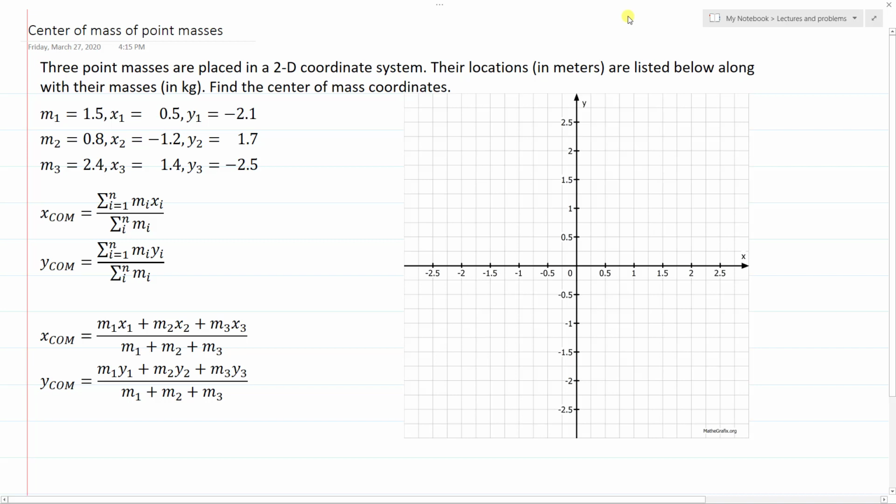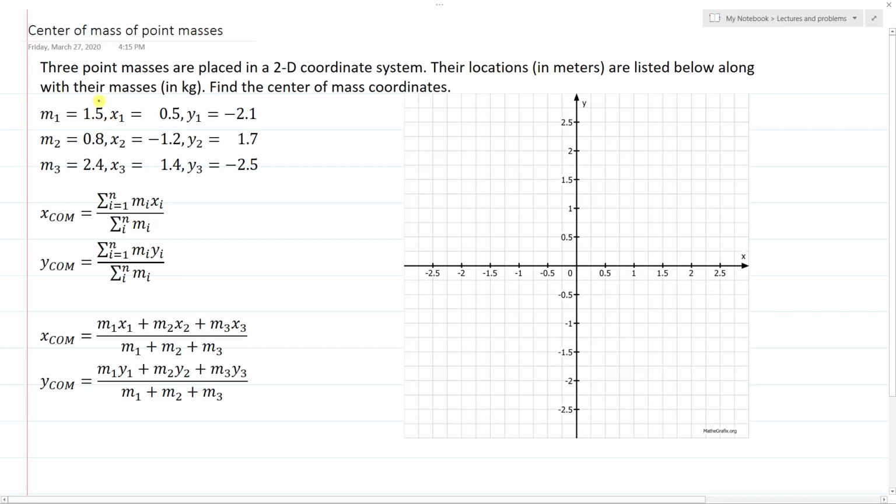In this video, we'll go through the calculation of center of mass for point masses, and we'll go through the formulas and also the calculations of this example question. So let's first look at the question. We have 3 point masses. They're placed in a 2D coordinate system. Their locations in meters are listed below with their masses. And the question is to find the center of mass of the 3 point masses.